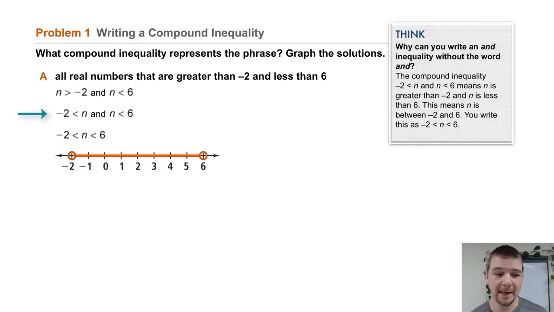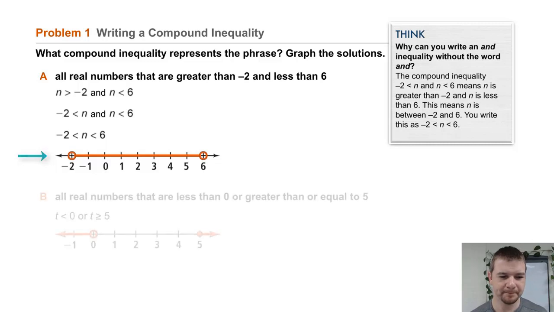-2 is less than n. Note how we've just flipped the first inequality, including the inequality symbol. We've left the n is less than 6 the same because these will feed directly into our compound inequality. -2 is less than n is less than 6. The graph, open dot at -2 because -2 is less than n, and open dot at 6 because n is less than 6, and a line segment connecting them.